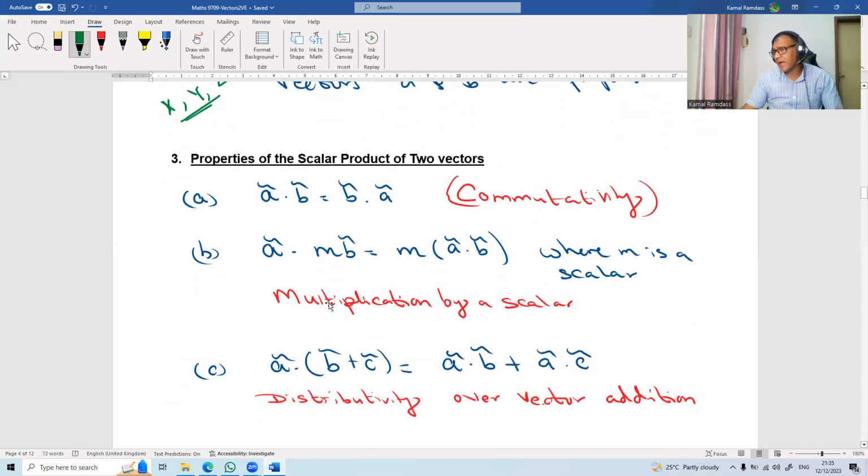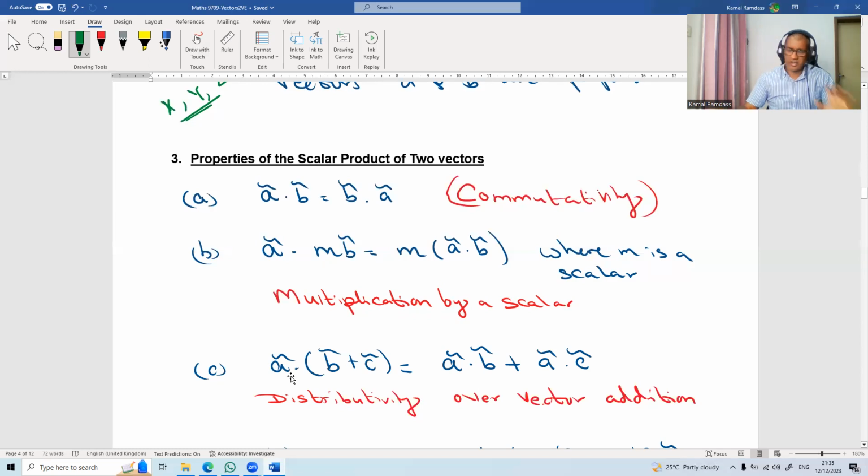And for a scalar multiple: A bar is equal to M B bar, where M is a scalar. We are able to take M outside, OK? And here we can say M multiplied by the dot product of A bar and B bar, where M is a scalar. This is multiplication by a scalar.